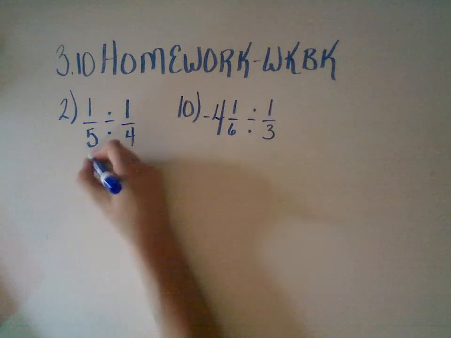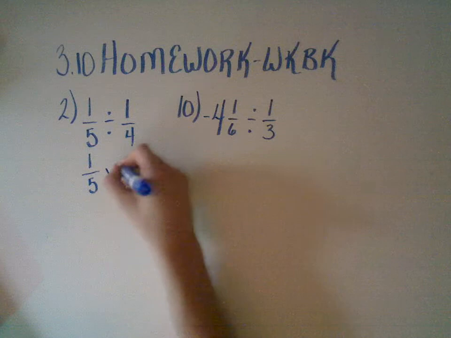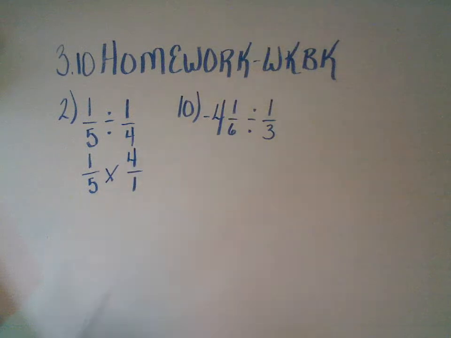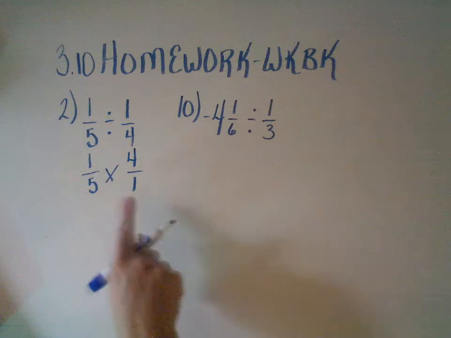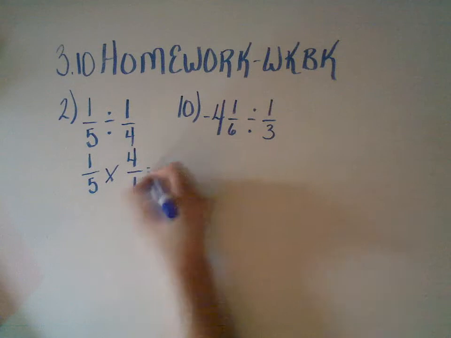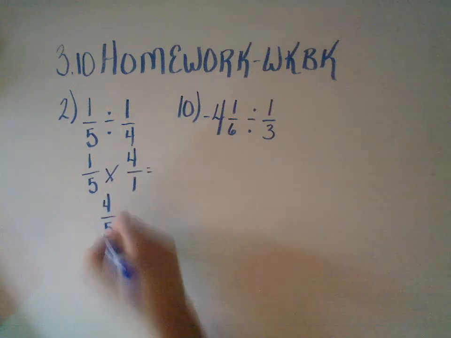What you want to do is change the problem to multiplication and flip the second fraction, the one after the sign. Not the first one, not the one before, the one after. Once you've done that, it looks like exactly what you did in Chapter 3, Section 9, multiplying. Multiply straight across and you'll come up with your answer. 4 times 1 is 4, and 5 times 1 is 5.